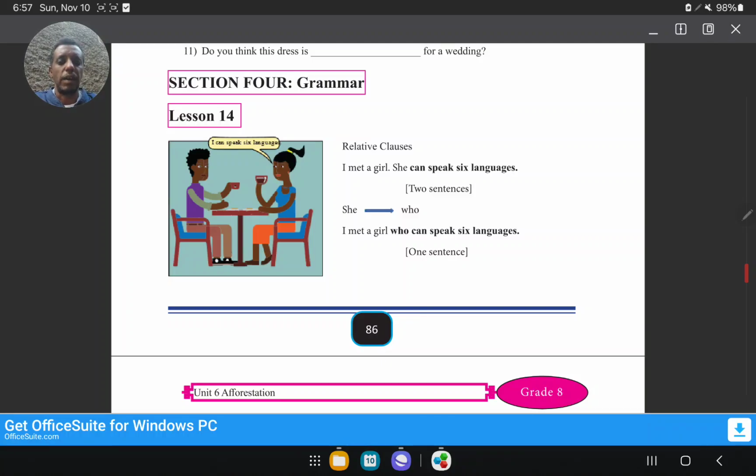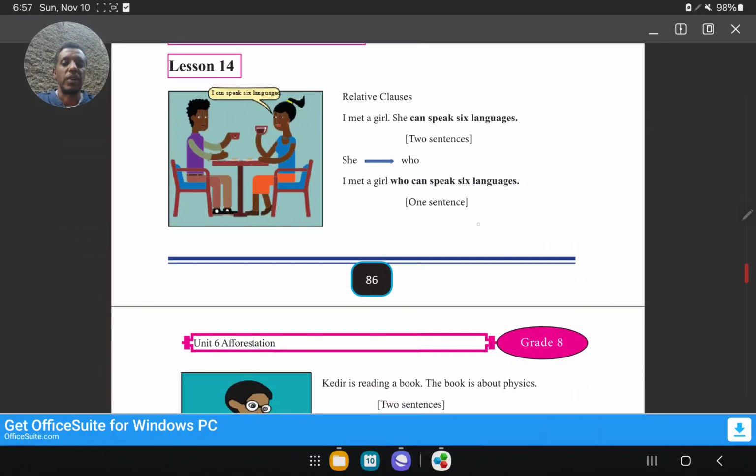I met a girl. Here are 2 sentences as I told you. I met a girl. She can speak 6 languages. When you join these 2 sentences, I met a girl who can speak 6 languages. Who can speak? Who refers to the girl. So there are 2 sentences combined with WH words or relative clause. Who can speak 6 languages refers to the girl.